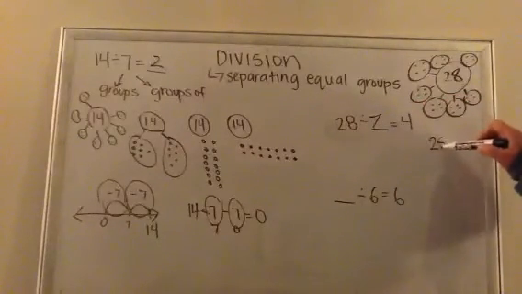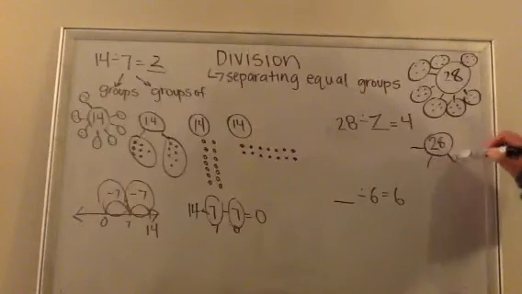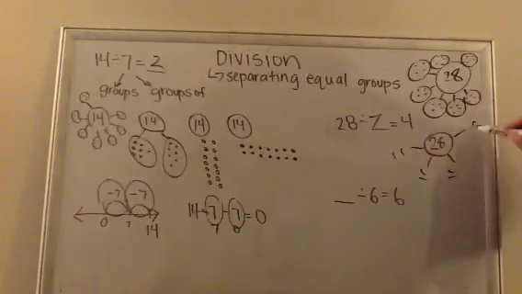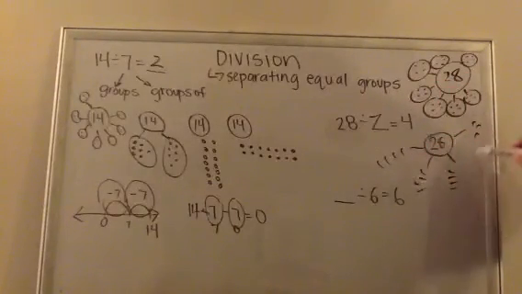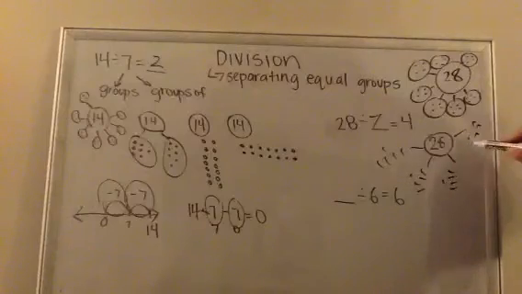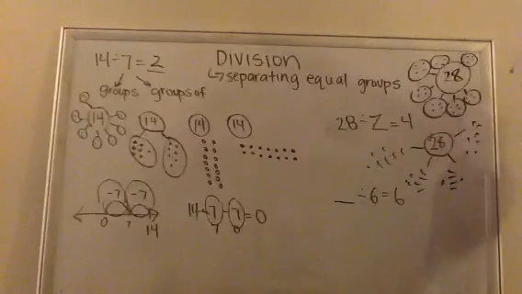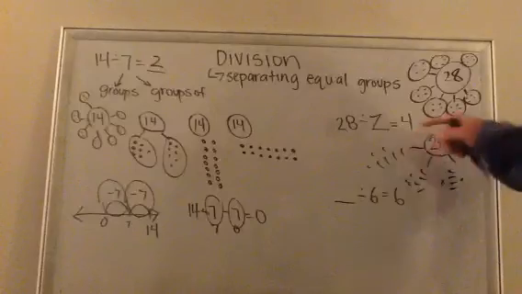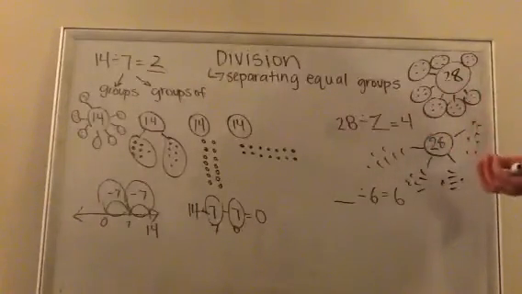Or maybe it's 28 gummy bears going into 4 groups. 1, 2, 3, 4. So I'm just going to put them in the 4 groups. And I should get that same number. There it is again, 7. But this time it was 28 gummy bears into groups of 7, 4 times. So it depends on the story. But if you just have an equation, you can choose whichever one you want.